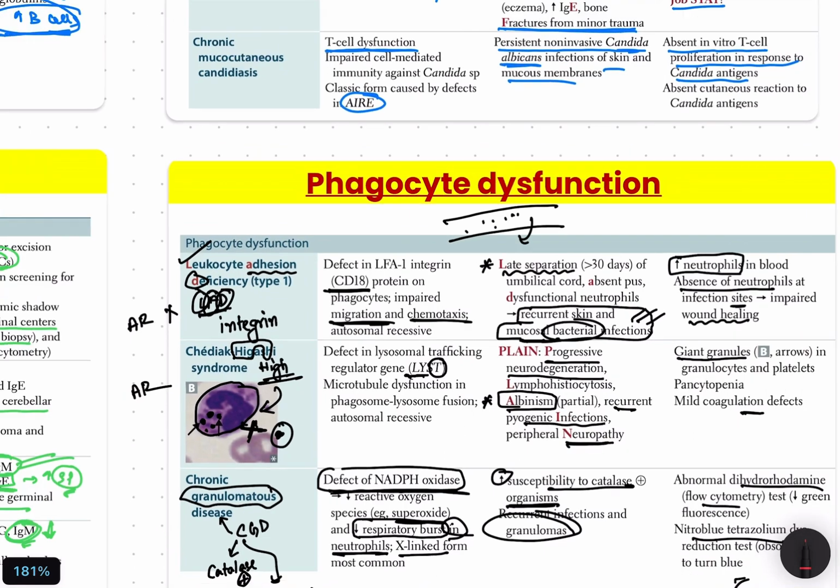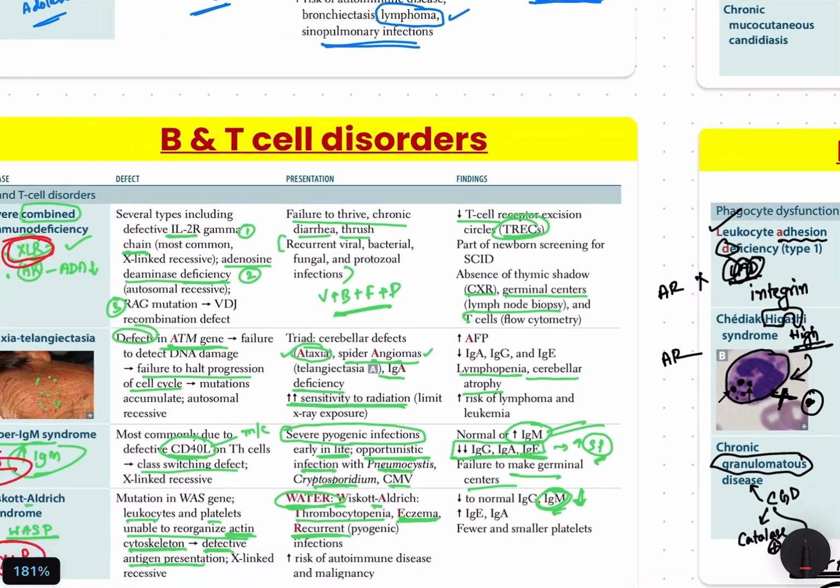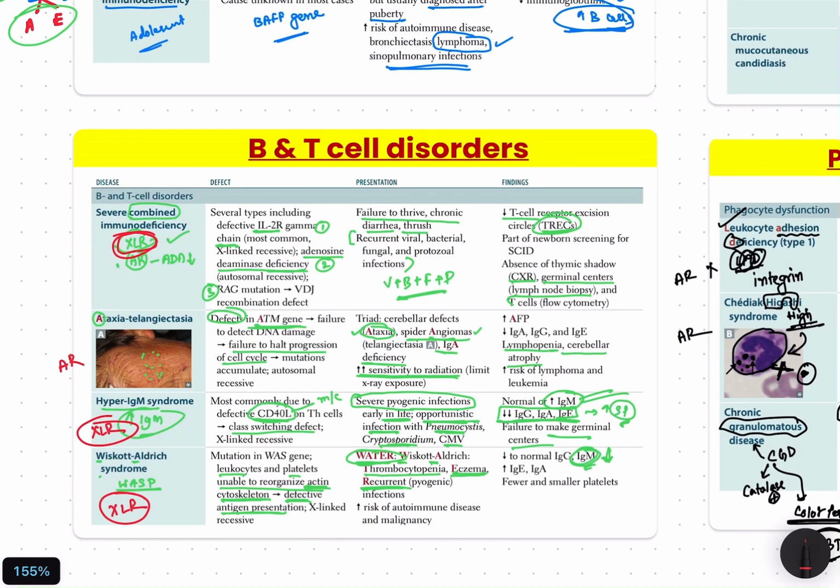Okay, next is your B and T cell defects. If they have ataxia and angiomas, then it is ataxia telangiectasia. There will be cerebellar atrophy and the defect is in the ATM gene. If they are giving IgM increased and others decreased, and the patient is having risk for severe pyogenic infections and other opportunistic infections, it is hyper IgM syndrome. If they have given thrombocytopenia, recurrent infection, eczema, and IgM is decreased, then it is Wiskott-Aldrich syndrome. There is a WASP gene defect.